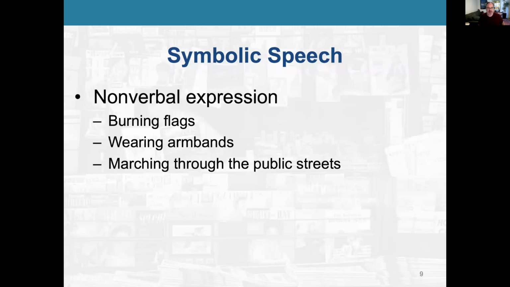Nonverbal forms of expression, which are meant to express particular ideas, like burning of the American flag, wearing armbands, maybe with a swastika on them, marching through public streets. These are not considered to be threats. These are generally protected because they're a little bit different than some of the other things we've talked about.